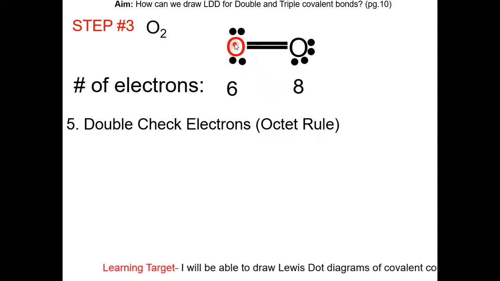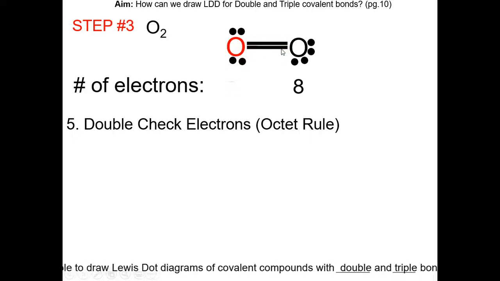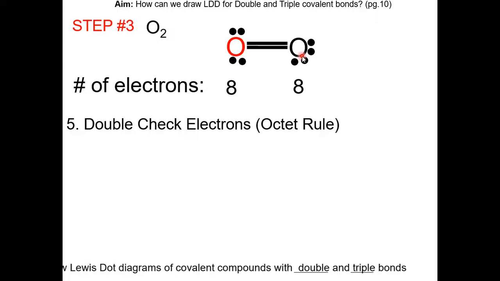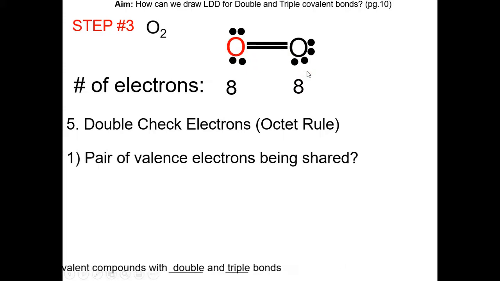So let's count. How many electrons does this red oxygen have? It has 1, 2, 3, 4, and is sharing 4 electrons. So the total is 8. This black oxygen has 1, 2, 3, 4, and is sharing 4, so it still has 8.